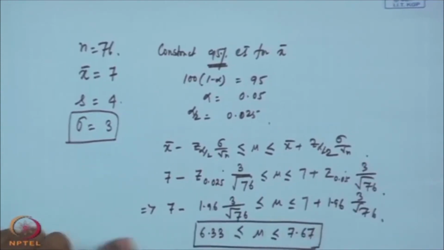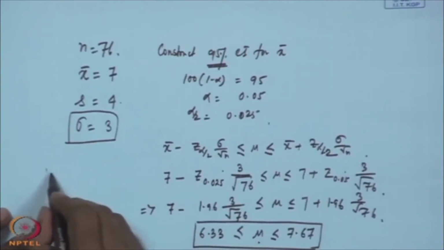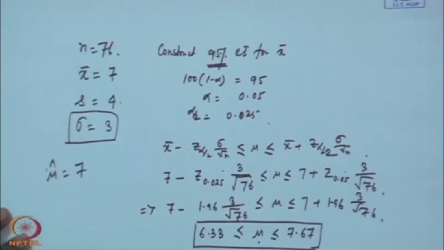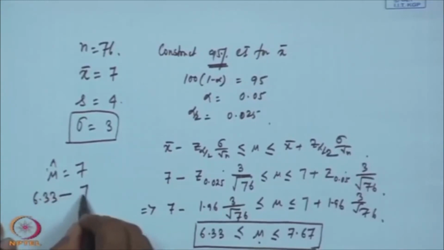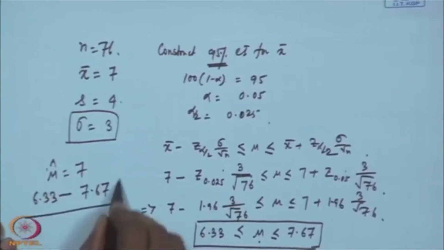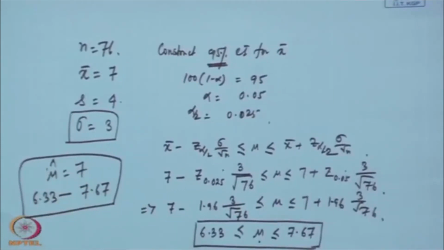So, essentially what you are getting here is not only a point estimate, you are getting an interval estimate. The point estimate says the estimate of mu is 7, while the interval estimate says it is not exactly 7, it is in between 6.33 and 7.67. That is the difference between the point estimate of mu and the interval estimate of mu.